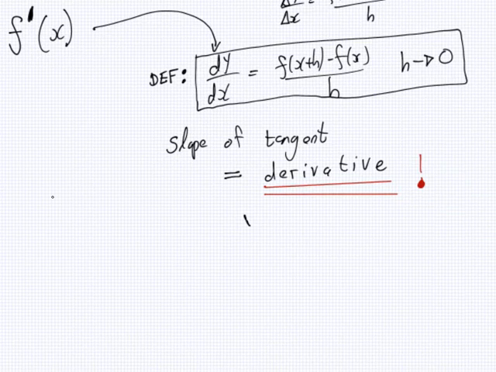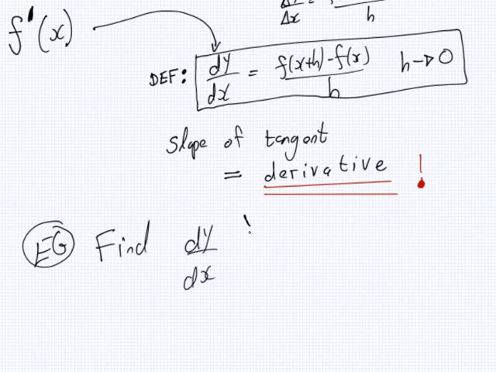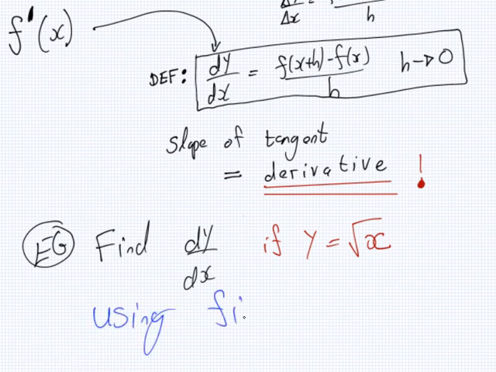Okay. Try this example. Find dy dx if y equals root x, using first principles. In other words, using the formula and the method I just showed you. Because there are other ways to do it. That's not what I want. I want you to do it the way I showed you just now. Try this one and then I'll give you the answer. See what you can do.